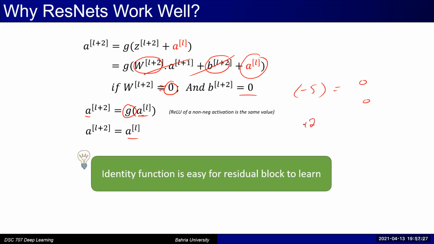Similarly, if I have a number which was +2 and you apply ReLU, you get 2. If you again apply ReLU, you get the same number. It will not change, right? Because the first time you apply ReLU, you got what you wanted. So applying the activation function again will give you this same thing. So now you see what this is: A of L plus 2 is the same as A of L.